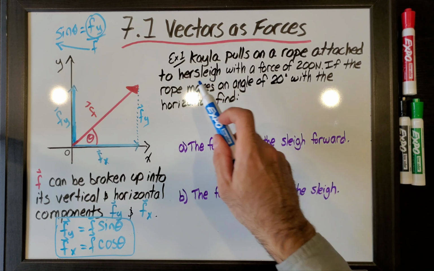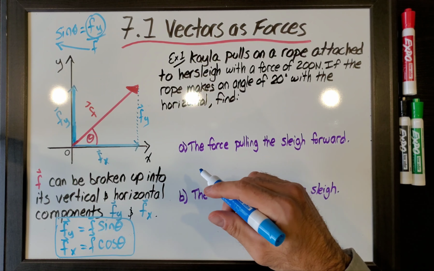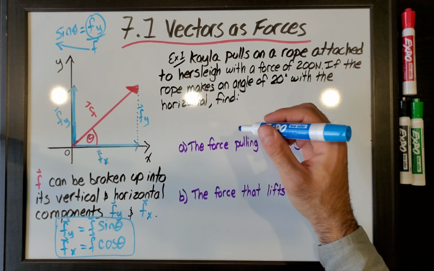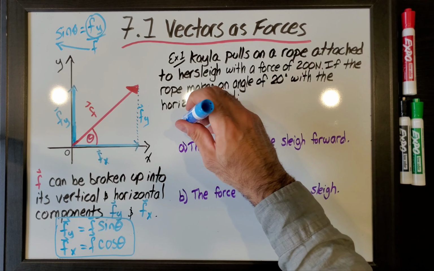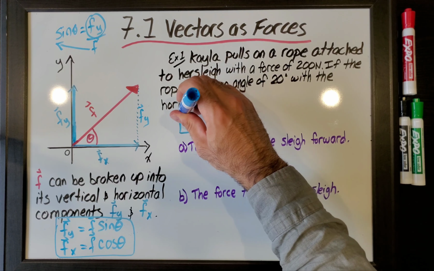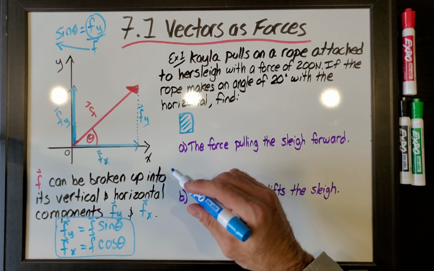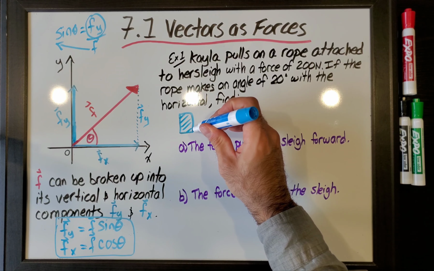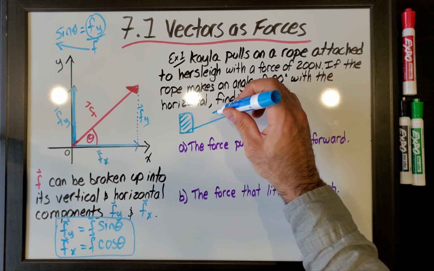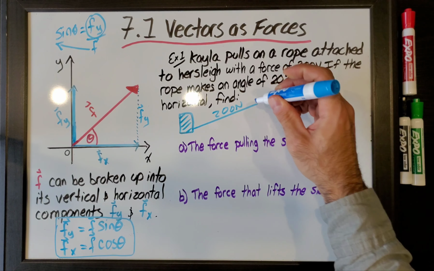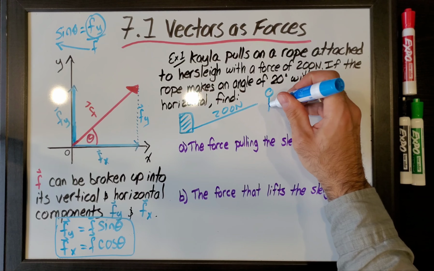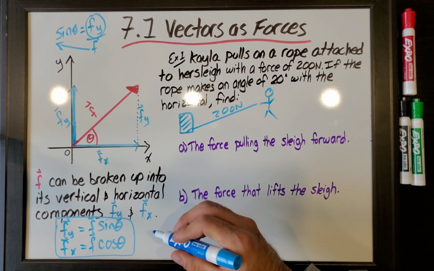So over here we have Kayla pulling on a rope attached to her sleigh with a force of 200 newtons. So let's say I have a sleigh. That is my sleigh. I'll even color it in. And the rope is being pulled with a force of 200 newtons. So let's say it's going up like this. This is 200 newtons. And this is someone pulling the sleigh.